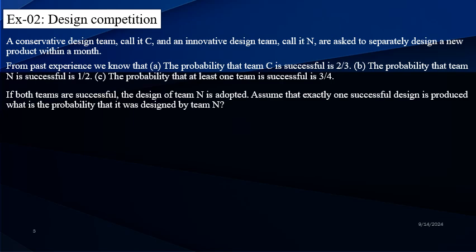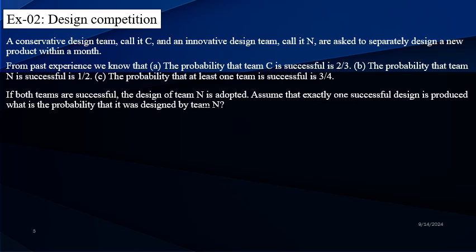Now assume that exactly one successful design is produced. This is the conditioning situation. Are you getting the meaning of this now? And then what is the question? Find the probability that it was designed by team N. What is the probability that it is designed by team N, given that exactly one team is successful? You can call this statement B, and the probability you want to compute, A. So you have to compute the probability of A given B.